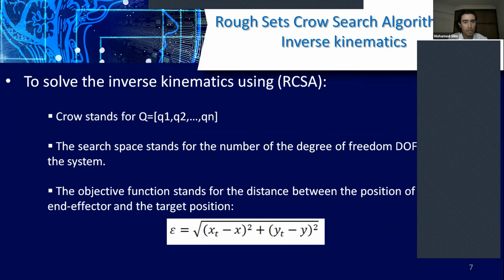Solving the inverse kinematics using CSA. In inverse kinematics, each crow stands for a vector Q, which is a vector of the parameters of the system. The objective function in inverse kinematics is defined by the distance between the target location, xt and yt, and the position of the end effector. It is tested in each iteration of the algorithm.